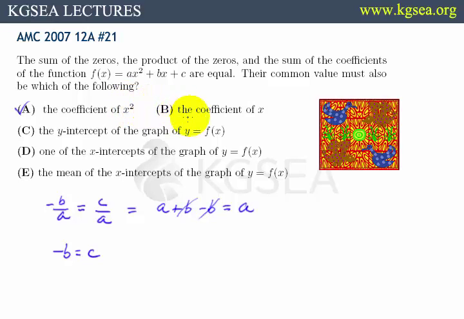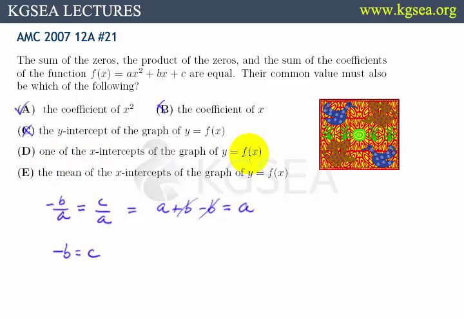Now let's check others here. The coefficient of x is b. Is it b? No, it didn't become b. The y-intercept of the graph. Y-intercept is when you plug in x equals 0. If you plug in 0 here, it's c. So this is a hard way of saying c, and it is not equal to c. It's equal to a.